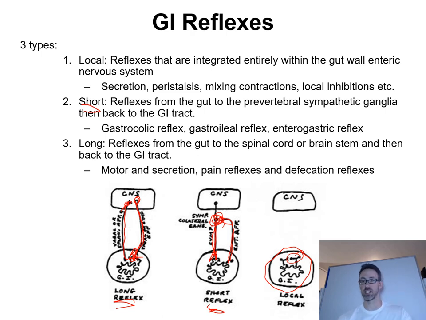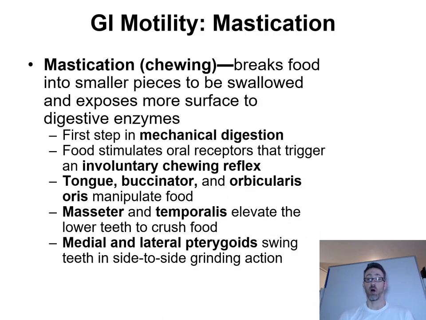That requires the vagus nerve, for example. That's a long reflex. And some of those long reflexes can also help communicate with even further, more distal sites of the digestive tract. Okay, so before I begin on GI motility, on the reflexes slide, which is on the previous one, I mentioned the short reflexes.